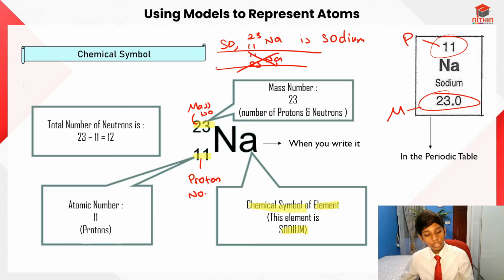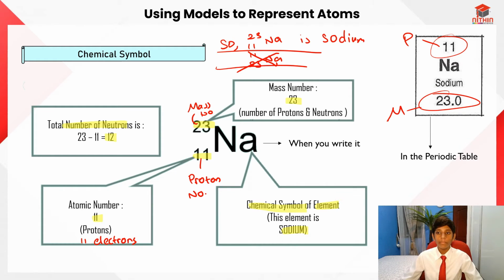Okay, so let's move on and continue going through this. The mass number is 23 and the atomic number is 11. So there are 11 protons, meaning that there are 11 electrons as well. The total number of neutrons is the mass number minus the proton number, basically 23 minus 11, which is 12. So there are 12 neutrons, 11 protons, and 11 electrons, and the mass number is 23. I hope you understood that.